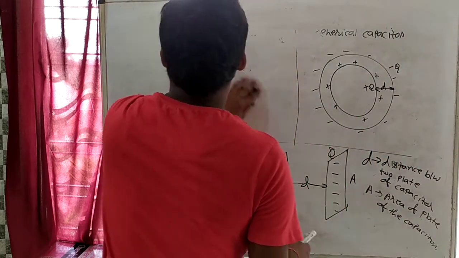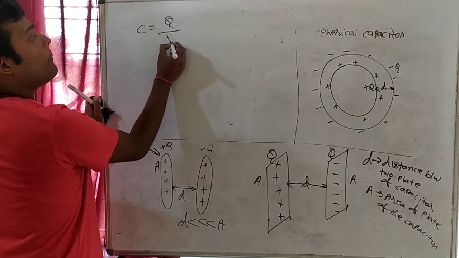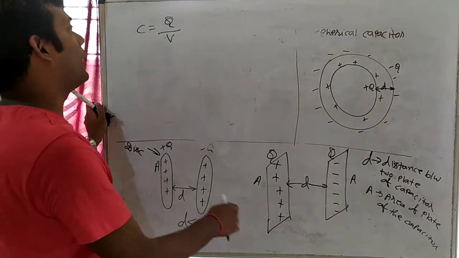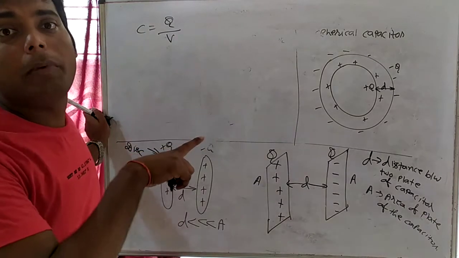I am just reminding you all, I told you that the capacitance formula was Q by V, and I told you that the capacitance of a capacitor is independent of Q and V. That means it is not depending on the factors Q and V. Now you will say, sir, in the formula it is coming.